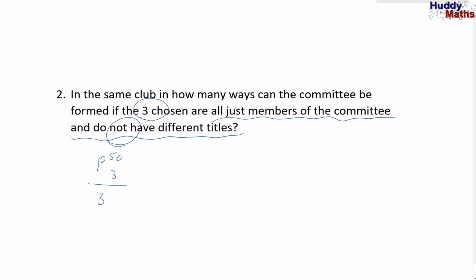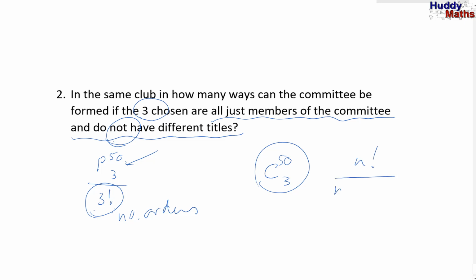P53 divided by 3 factorial. In other words, realising that because they're not given titles, we have to wipe out from these selections, this permutation of 50 people taken 3 at a time, the number of orders. Or you could have said, there are no different titles, so I'm just looking at the selection or the combination of 50 people taken 3 at a time, realising that this doesn't count the orders. And if you wanted to write down the mathematical formula, you could, like that, with that in the bottom, wipe out different orders, and then go to the calculator.